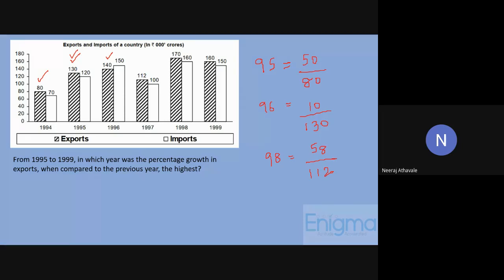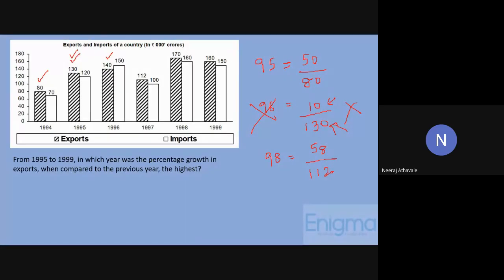Out of these 3 years, which value has the highest growth? 95. Correct. Now understand, you don't need to calculate the actual full value. Data interpretation is basically a concept of approximation. So you can see this one, 96, is cancelled out because the numerator is the smallest and the denominator is the greatest. When the numerator is small and the denominator is greater, this value, 96, is the smallest, so leave it.